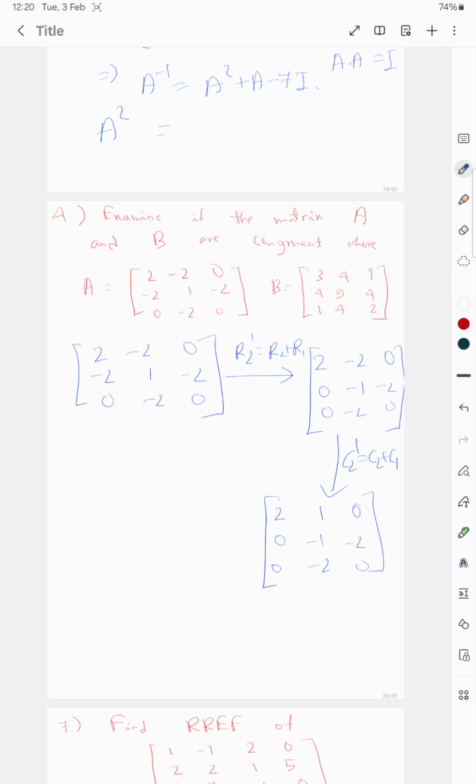Now what you expect, you have to remove this term, right? So you just use the operation r3 dash equal to r3 plus 2 r2, right? The same thing you have to apply for the column also. So first find what you are getting. Basically 2 1 0, 0 minus 1 minus 2, then you have 0, then you have 0, and then you are getting 0 minus 4.